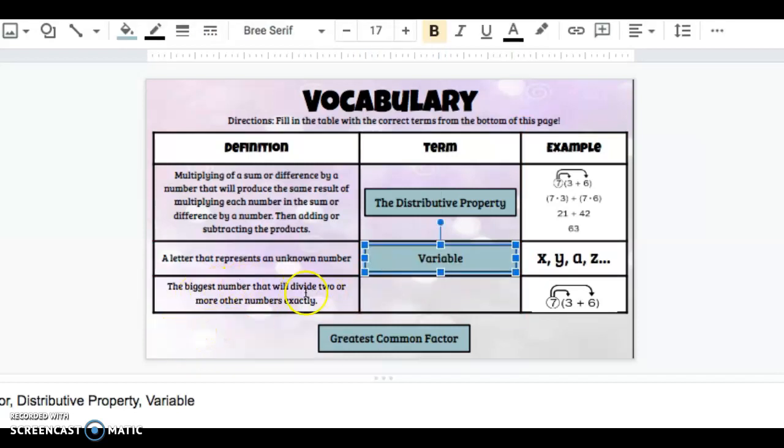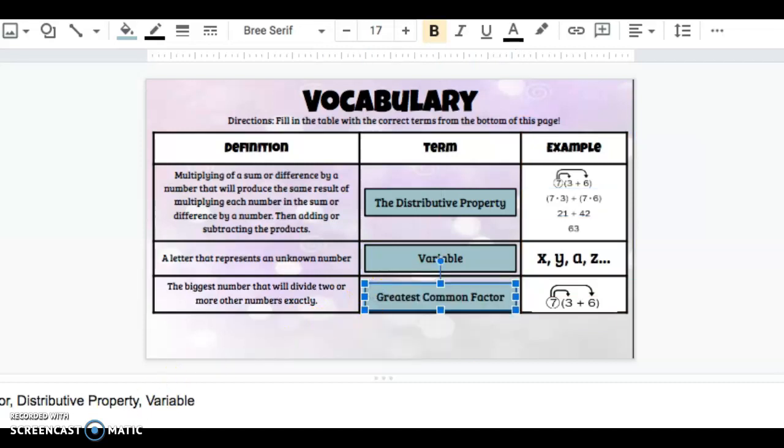And then the biggest number that will divide two or more other numbers exactly is the greatest common factor. Okay, and that's your vocab for today.